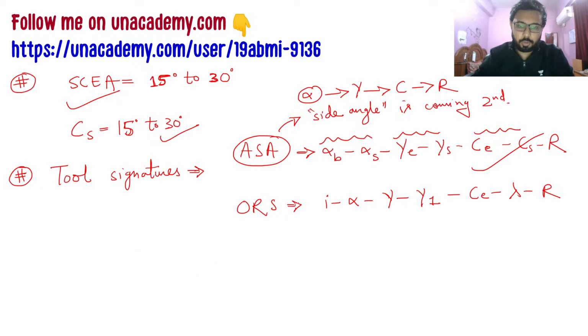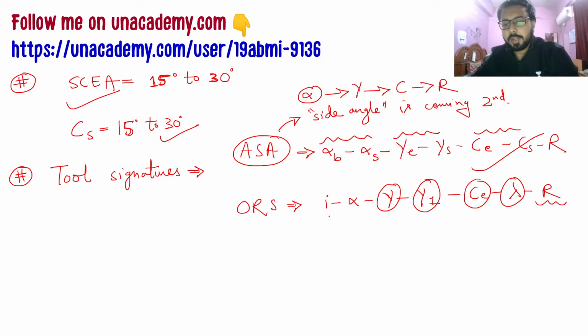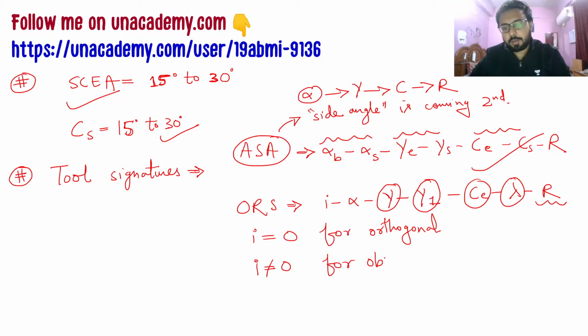So ORS has first the angle of inclination, then the orthogonal rake angle, then the side cutting edge, side relief angle, then end relief angle, then side cutting edge angle, then at last approach angle, then nose radius. So this is a little bit different. Here we have only one rake angle, the orthogonal rake angle, coming second, but first is the inclination angle, and inclination angle is equal to 0 for orthogonal cutting or machining, and it is not equal to 0 for oblique machining or cutting.